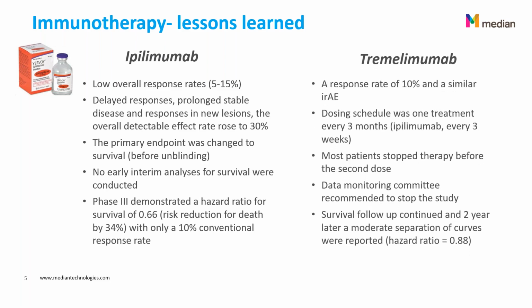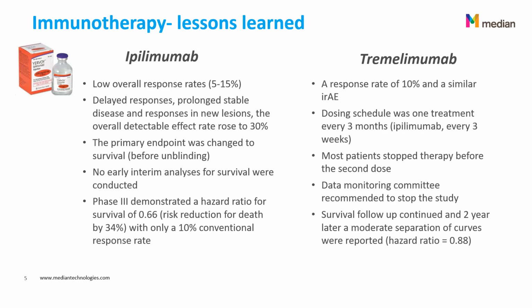In parallel to that, the development of tremelimumab may not have been a lucky one. Tremelimumab had similar clinical features and safety profile as ipilimumab, and when it was investigated in advanced melanoma, the response rate was also about 10%. The dosing schedule of the tremelimumab trial was only one treatment every 3 months, which is much less compared to that of ipilimumab, one treatment every 3 weeks. Knowing that the median time to progression was around 2 months in metastatic melanoma at that time, the majority of the patients in the trial stopped the treatment before the second dose.